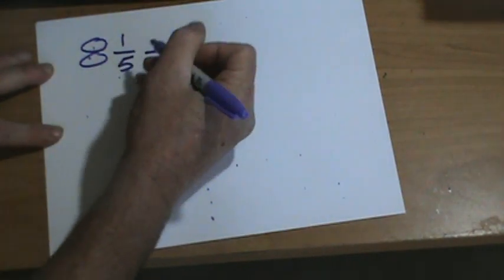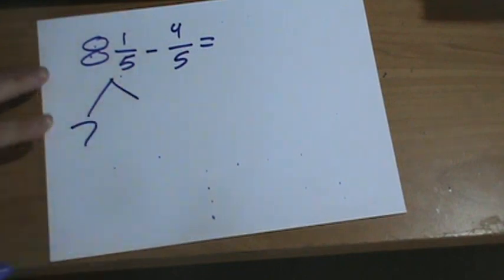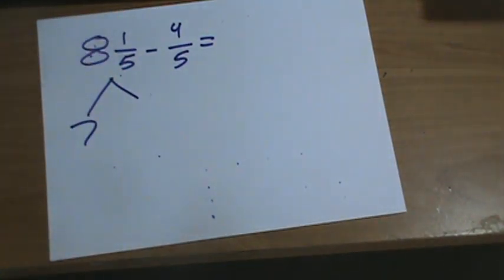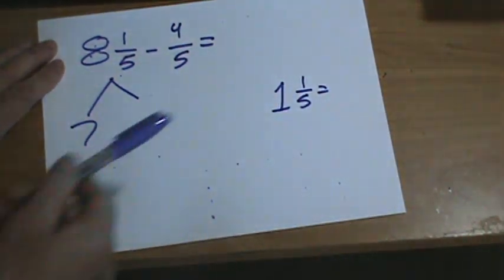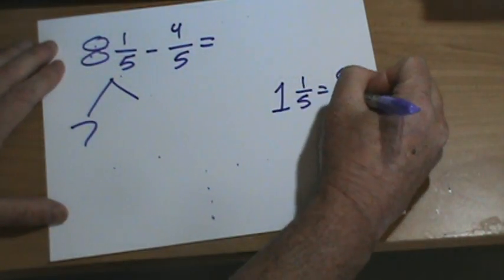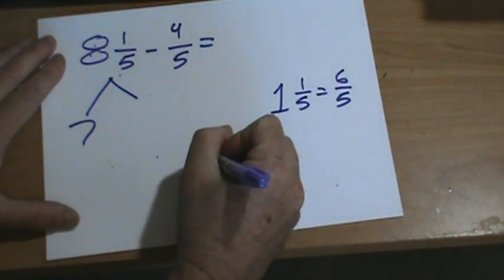Okay, let's do one more before we call it a day of math. 8 1/5, and we're subtracting 4/5. Ay, ay, ay. So, decompose time. We have 7, and what's left over is 1 1/5, right? 1 to make the 8, 7 plus 1 is 8, and 1/5. What will that equal? 5 times 1 is 5, plus 1 is 6. We would have 6/5. So 1 1/5 is equivalent to 6/5. Don't believe me? Let's do a tape diagram.